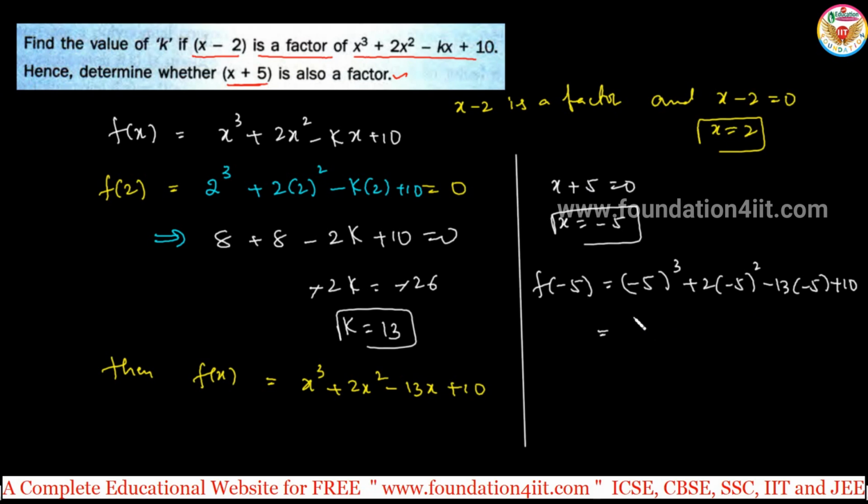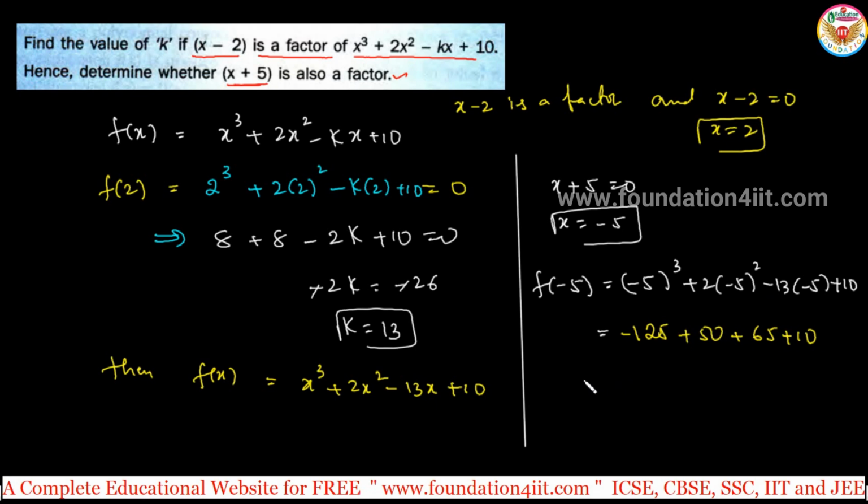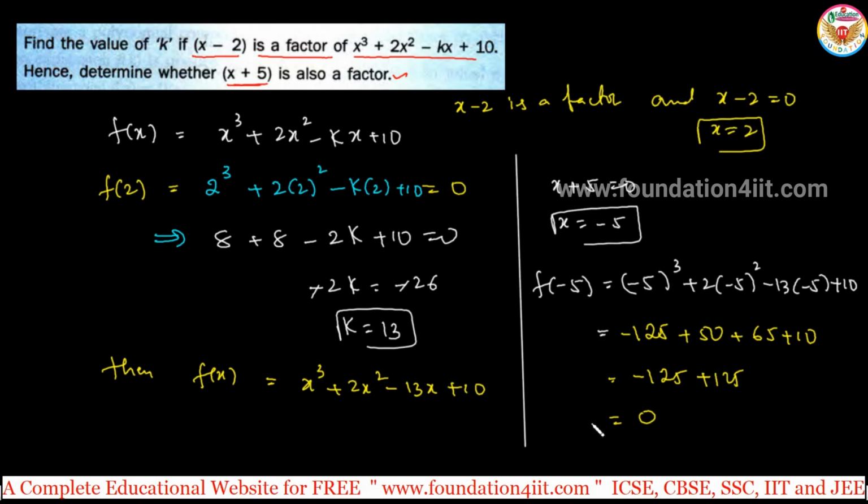Minus 5 whole cube is minus 125. Minus 5 whole square is 25, 25 twos are 50, minus into minus is plus, 13 fives are 65, plus 10. Minus 125 plus 50 plus 65 plus 10, so 125. Minus 125 plus 125 is 0. So since the remainder is 0, x plus 5 is a factor.